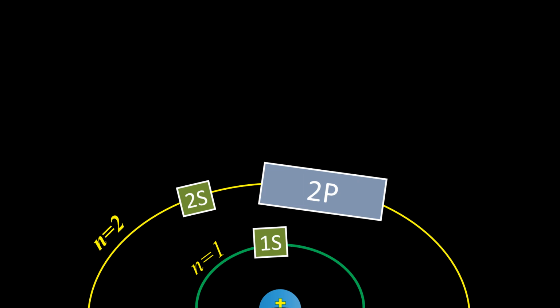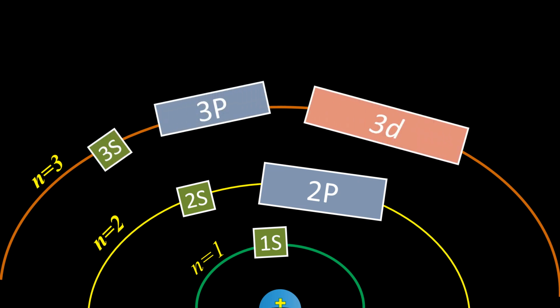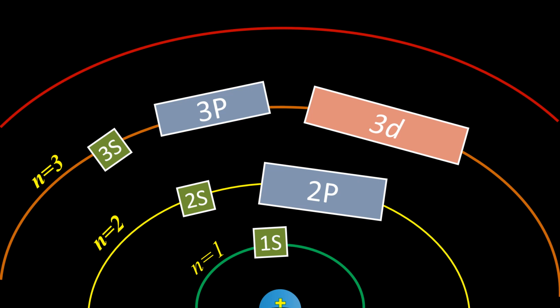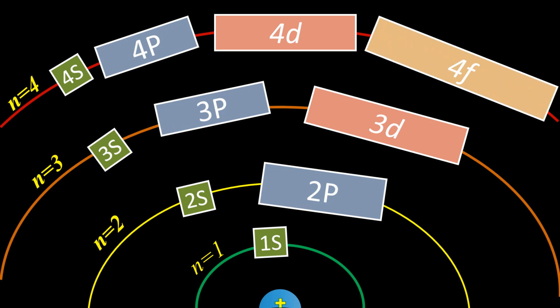Now, assume what will happen for the third one. The value of n equals 3. How many subshells will it have, children? Yes, 3. What are these 3? 3s, 3p, 3d. I hope you all understood now. Now n equal to 4. n equal to 4 in the sense it has 4: 4s, 4p, 4d and 4f. I hope you got an idea now very clearly.